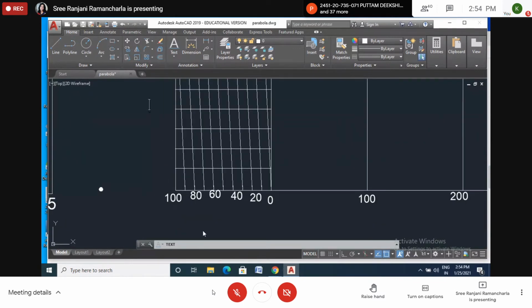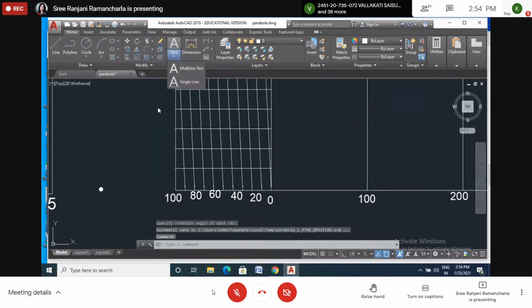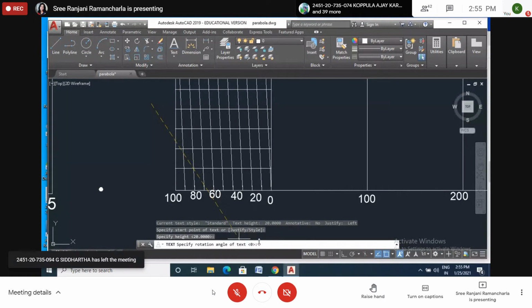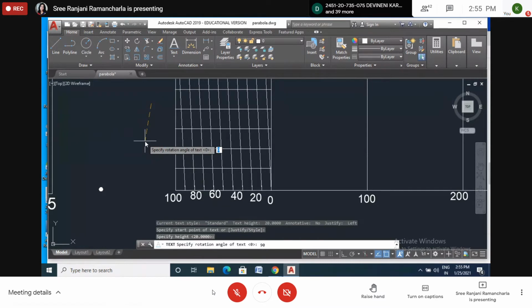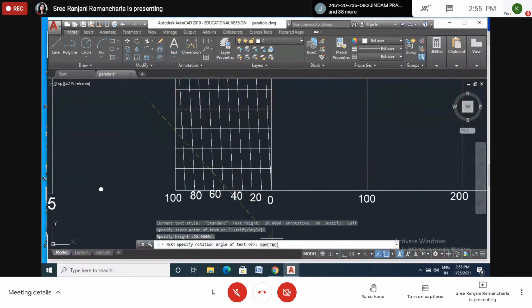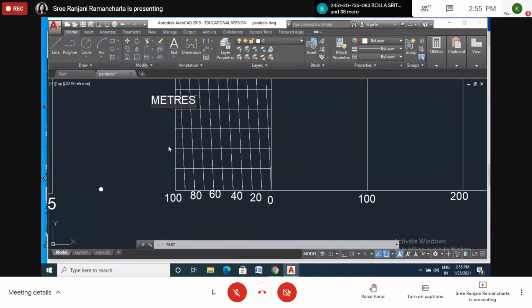Here, this side, again I will change the angle. I want to change the angle here. So you can see here 20 size. And this I want to change the angle. So I will write it again here 90. Okay. Meters. Where has it gone? Okay, 90, enter. Then meters, enter.